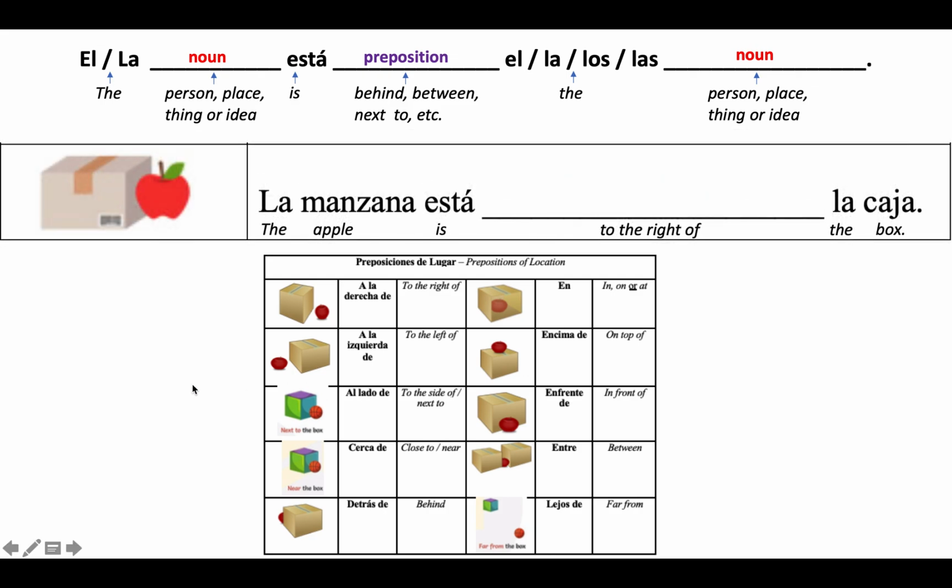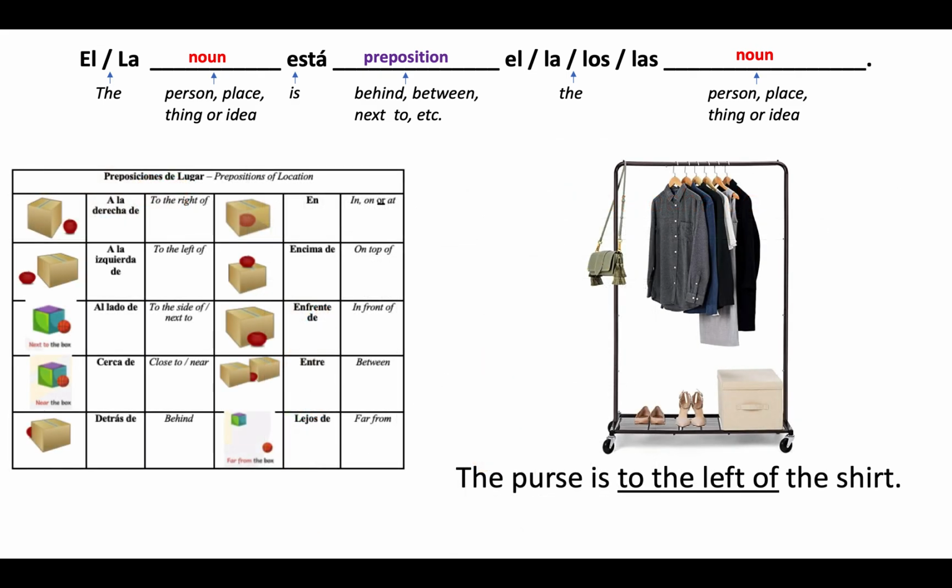Our last sentence, we're going to try and say the apple is to the right of the box. Using our resource, we see that to the right of is a la derecha de. So that sentence can be translated as la manzana está a la derecha de la caja. Muy bien. So we just practiced 4 different sentences describing where something is located in relation to something else. So where the apple is located in relation to the box.